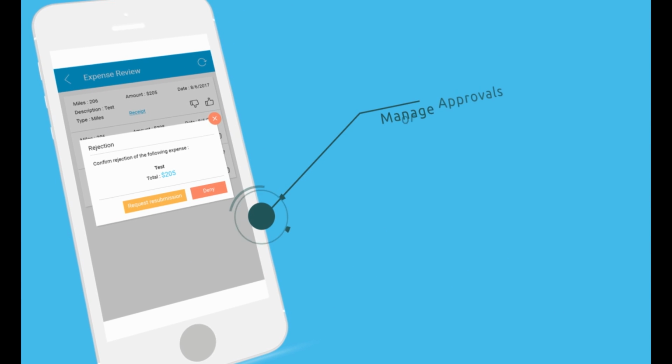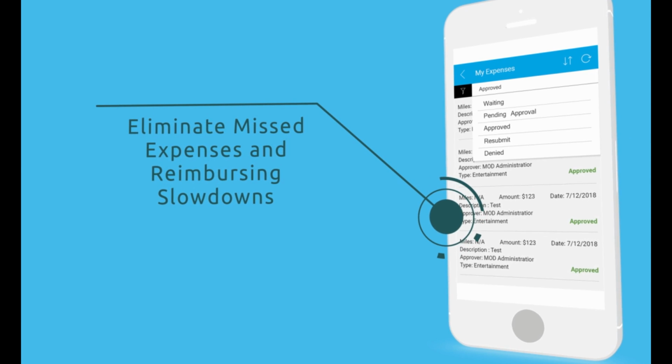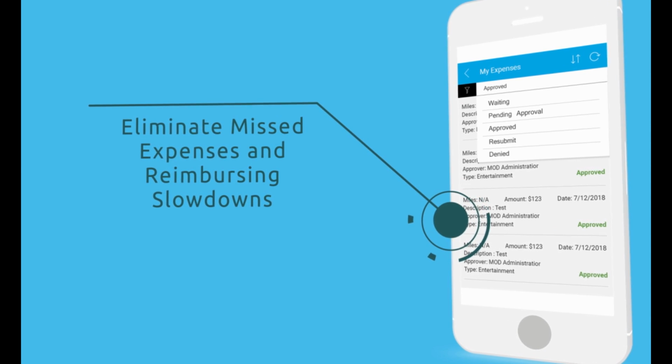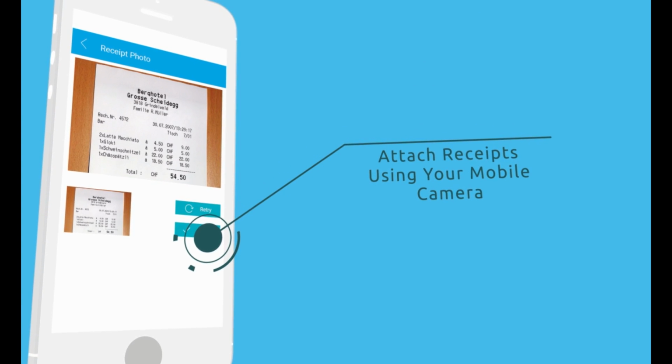Easily manage approvals or rejections submitted through emails with one click of a button. Eliminate missed expenses and reimbursement slowdowns that often cause mistakes. Employees can attach receipts using your mobile camera for an automated workflow.